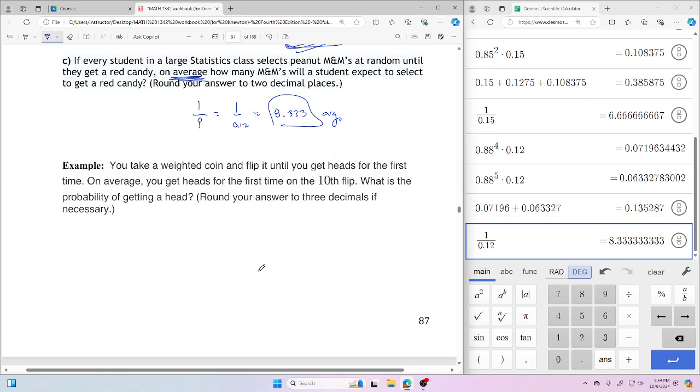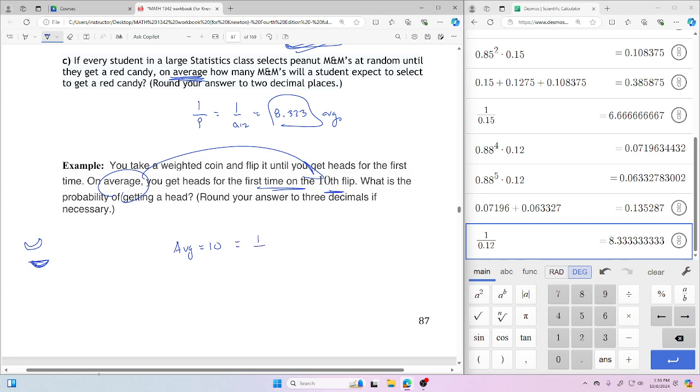If you take a weighted coin, what's a weighted coin? It's a non-fair coin. Yes, you're right. I always think of it kind of like a bent coin, or maybe it's a coin that's a little rounded on one side, so it wants to not stay on that side. Either way, it's not fair. And it says on average, the first time you get heads is on the 10th flip. So what's the probability? It's saying that the average is 10, right?